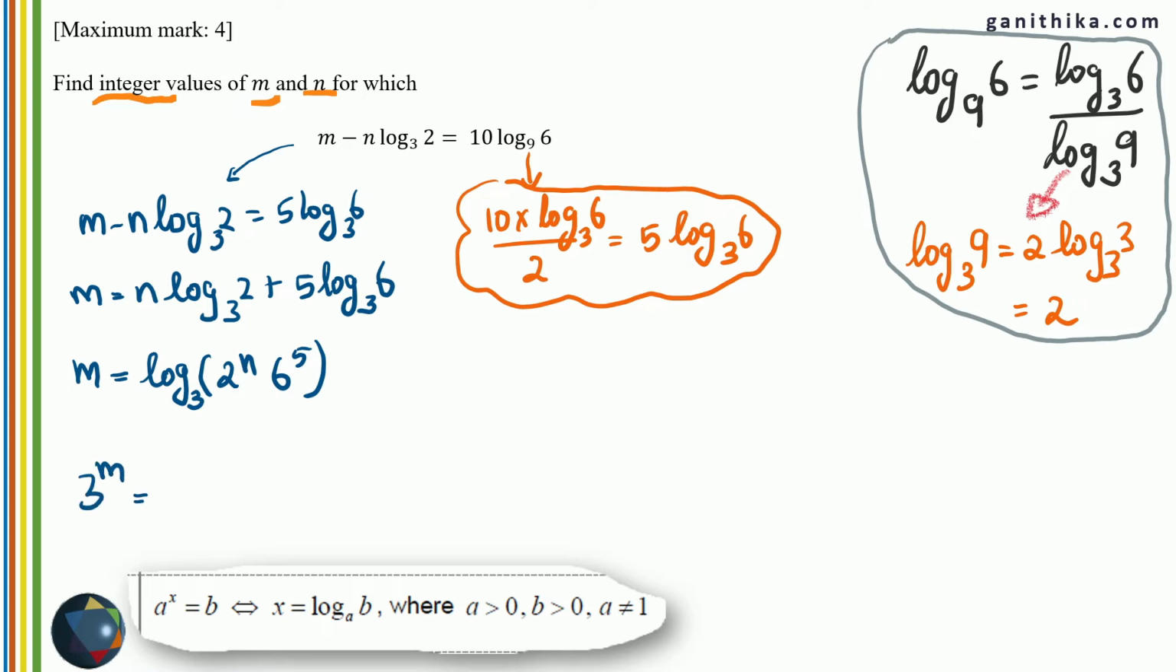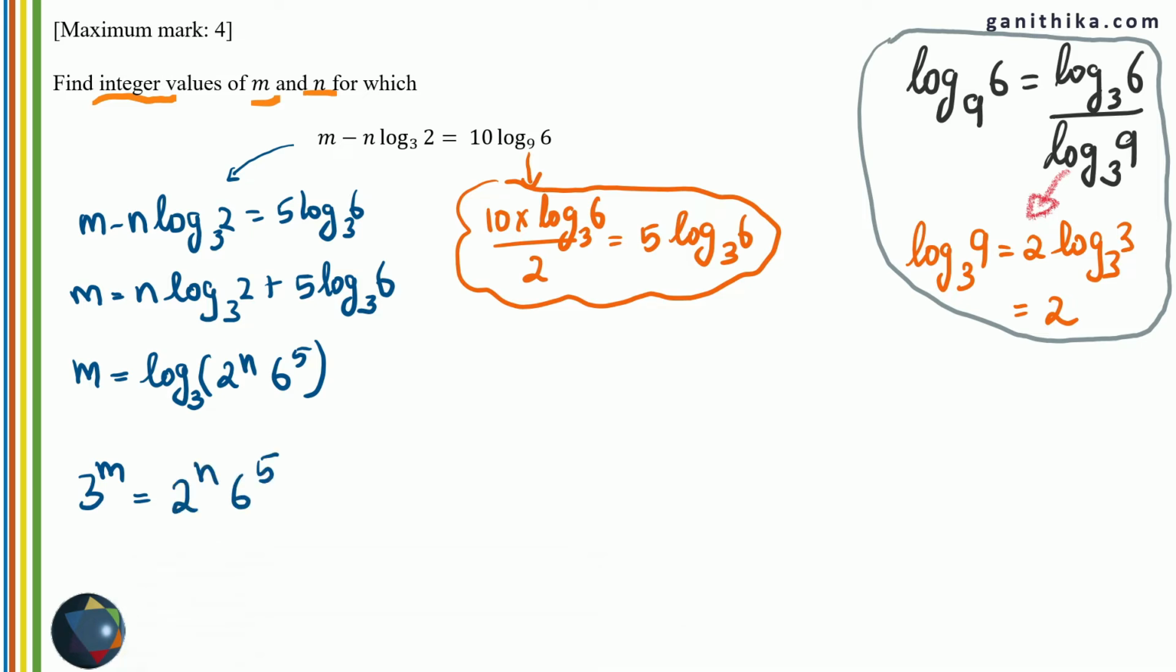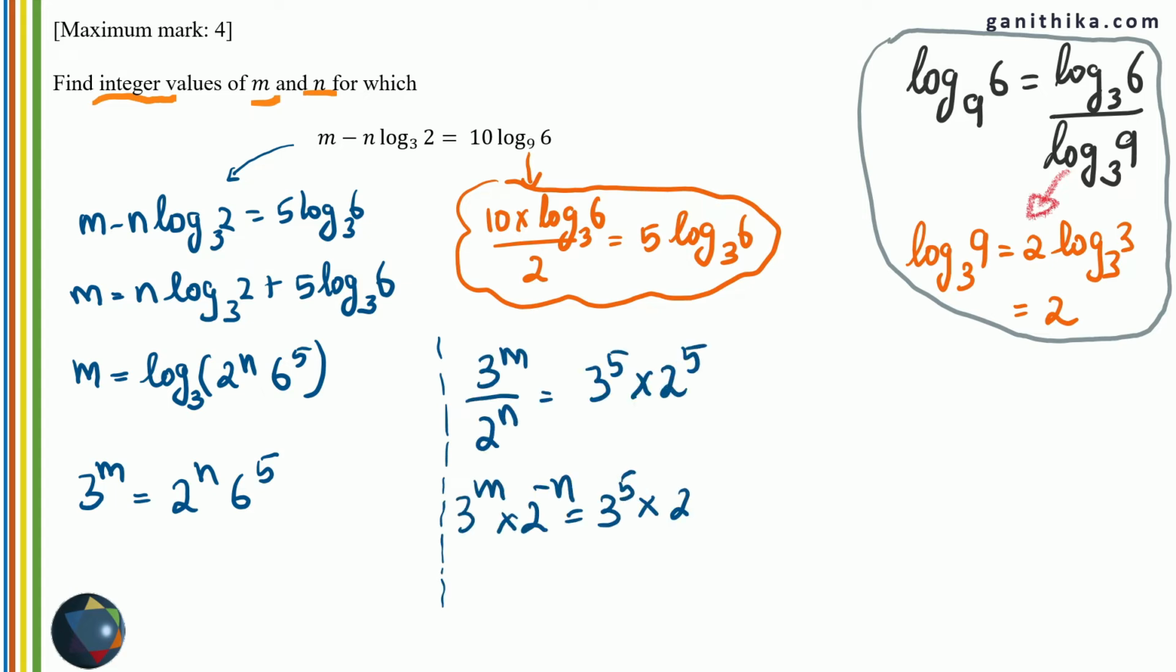3 is the base, m is the power, and the value on the right hand side should be 2 power n 6 power 5. Now what I will do here is I will bring the 2 power n to the left hand side and keep the 6 power 5 on the right hand side, and I will change the 6 power 5 to 3 times 2 to the power of 5, which invariably gives you 3 power 5 times 2 power 5. And then I will move the 2 power n in the denominator to the numerator as 2 to the power of negative n.